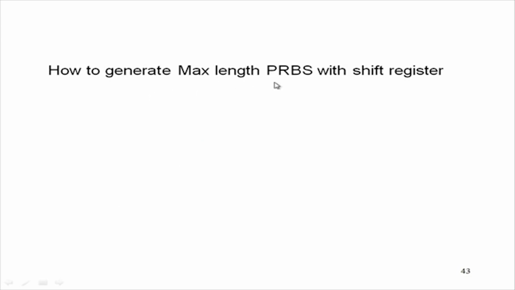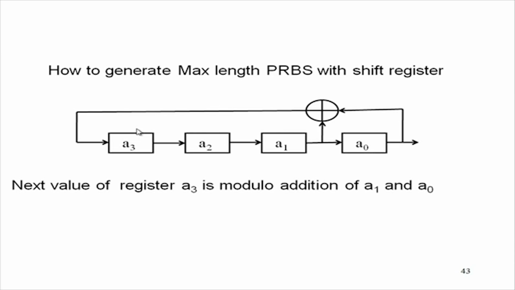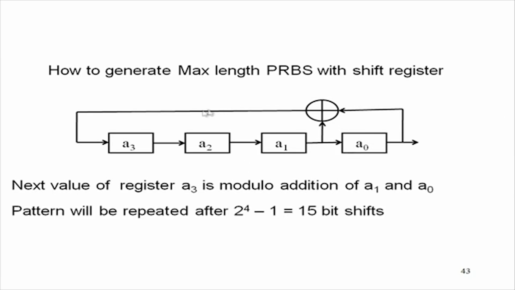How do you generate that PRBS code? With a shift register. You know the technique, but still I repeat. Let us say there is a 4 bit shift register A0, A1, A2, A3, and the outputs of A0 and A1 are modulo 2 added and fed to A3, and it shifts in the right side direction. On this side you will get the PRBS code, and the next value of A3 will be the modulo 2 addition of A0 and A1. Like that it will continue.